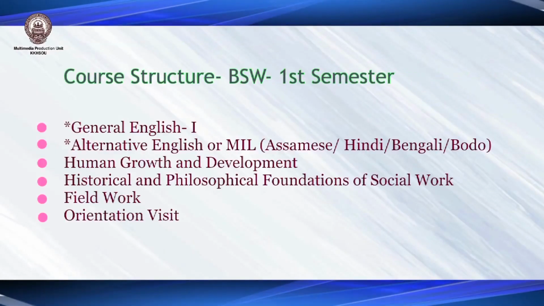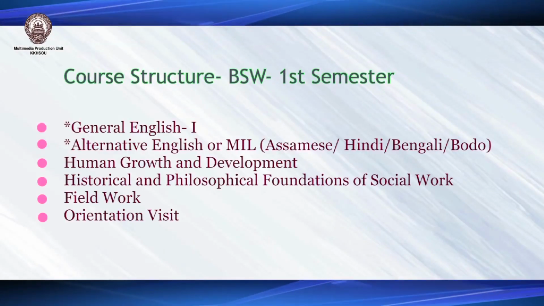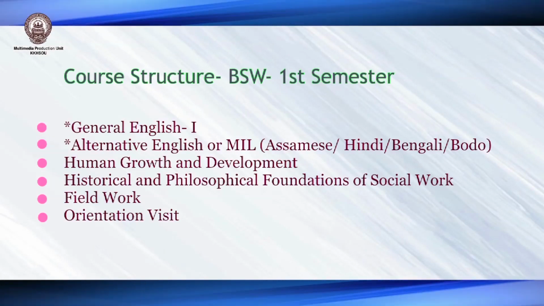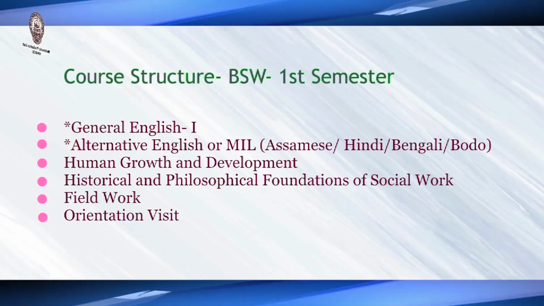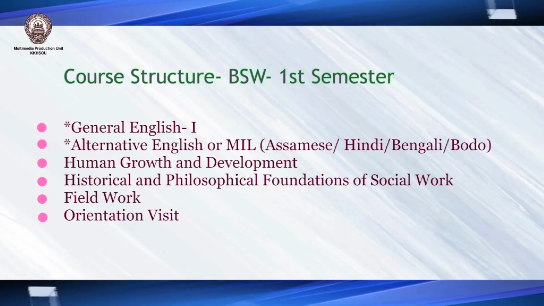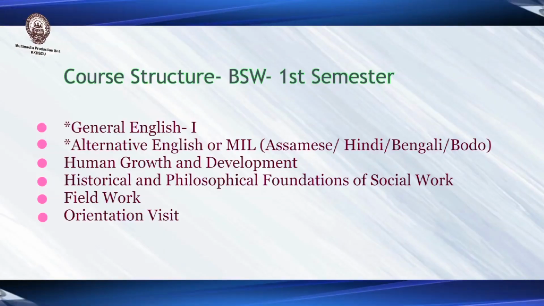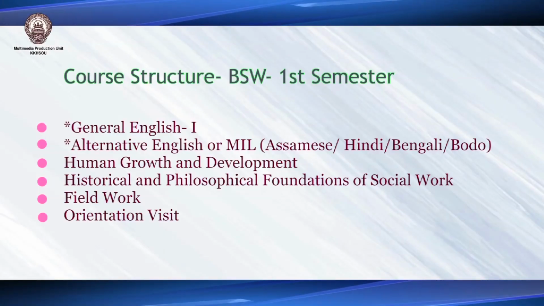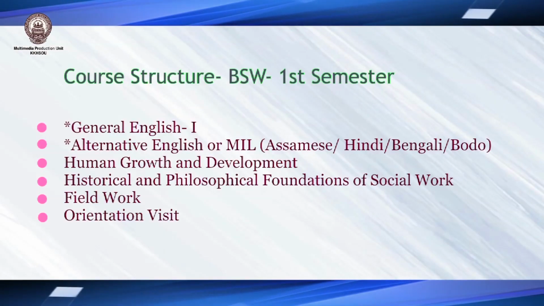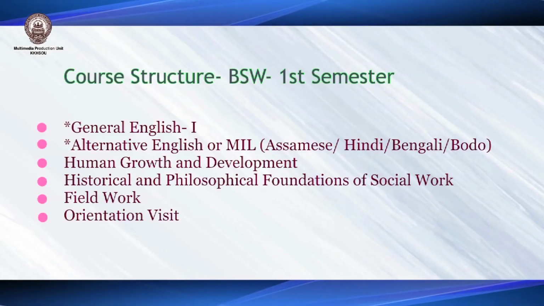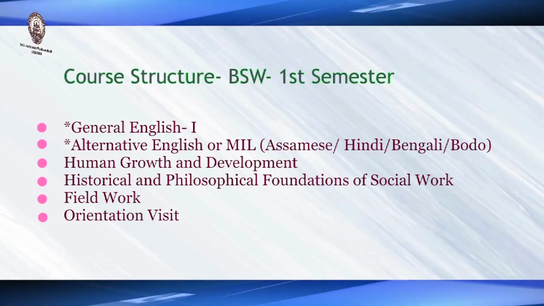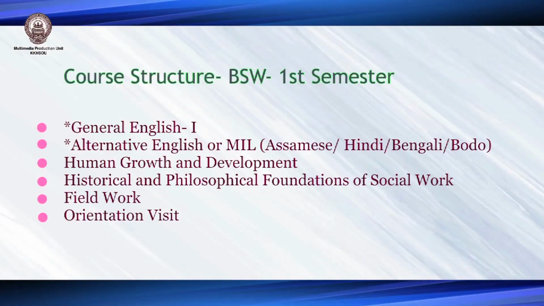So this is mainly the course structure of Bachelor of Social Work, the first semester. It consists of a General English paper, which is of 4 credits. The second paper is Alternative English or MIL. In MIL, you can choose from Assamese, Hindi, Bengali or Bodo. General English and Alternative English or MIL are mainly 4 credit papers, and then Human Growth and Development, and another core social work paper, which is Historical and Philosophical Foundations of Social Work.